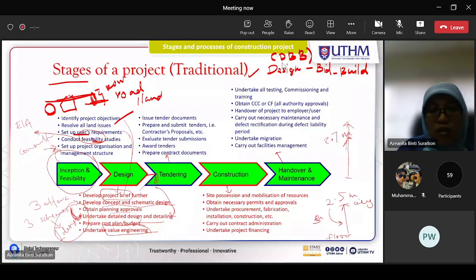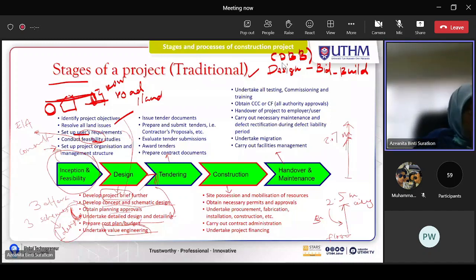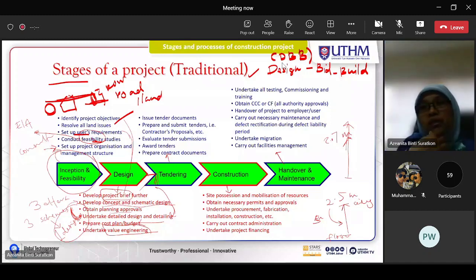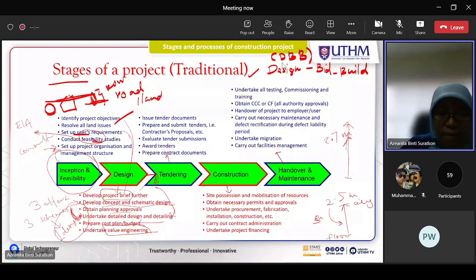Okay, understand what is value engineering? Sometimes after the practice of this value engineering, the project can save maybe millions, hundreds of thousands of ringgit Malaysia. So this is very important. Okay, right, so this is value engineering, and then we proceed to the tendering process.